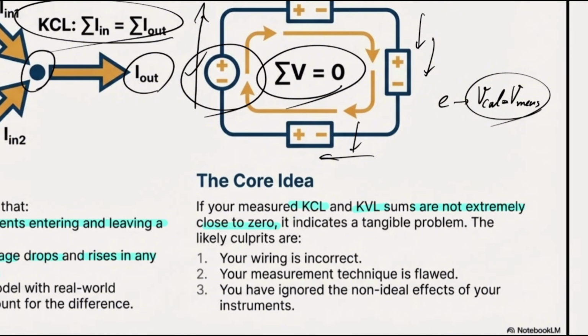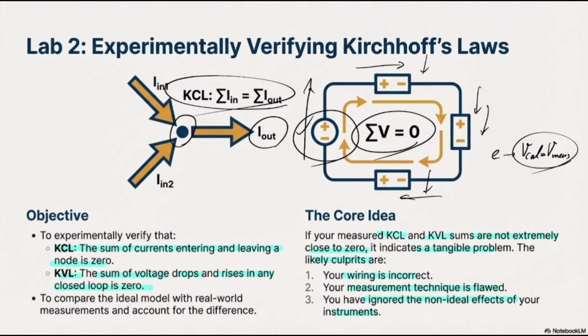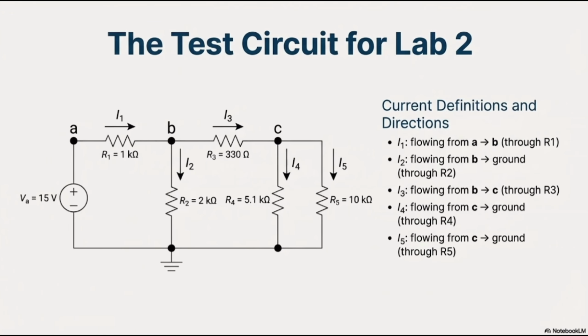So if the subtraction of these two values is not extremely close to zero, then there is a tangible problem. The problem could be because of some of these reasons. The wiring is incorrect. Your measurement technique is flawed. You have ignored the non-ideal effects of your instrument. Again, you have to know that it doesn't matter if you use the current meter or the voltmeter, both of them do have some flaws. Flaws means that the internal resistance is still going to have some impact over the whole thing.